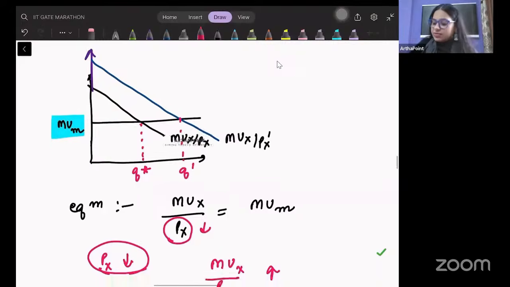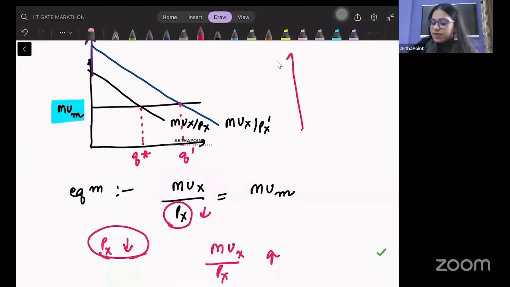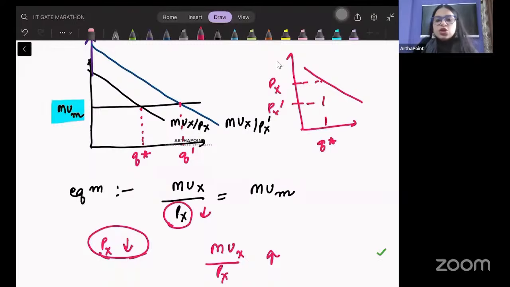तो अब क्या दिखाया बेटा हमने? Same concept that when price of the good decreased, quantity increased. पहले price was PX, quantity was Q star. Then price is P dash, PX dash, quantity is Q dash. So when my price is decreasing, quantity is increasing, and this became the demand curve according to him.